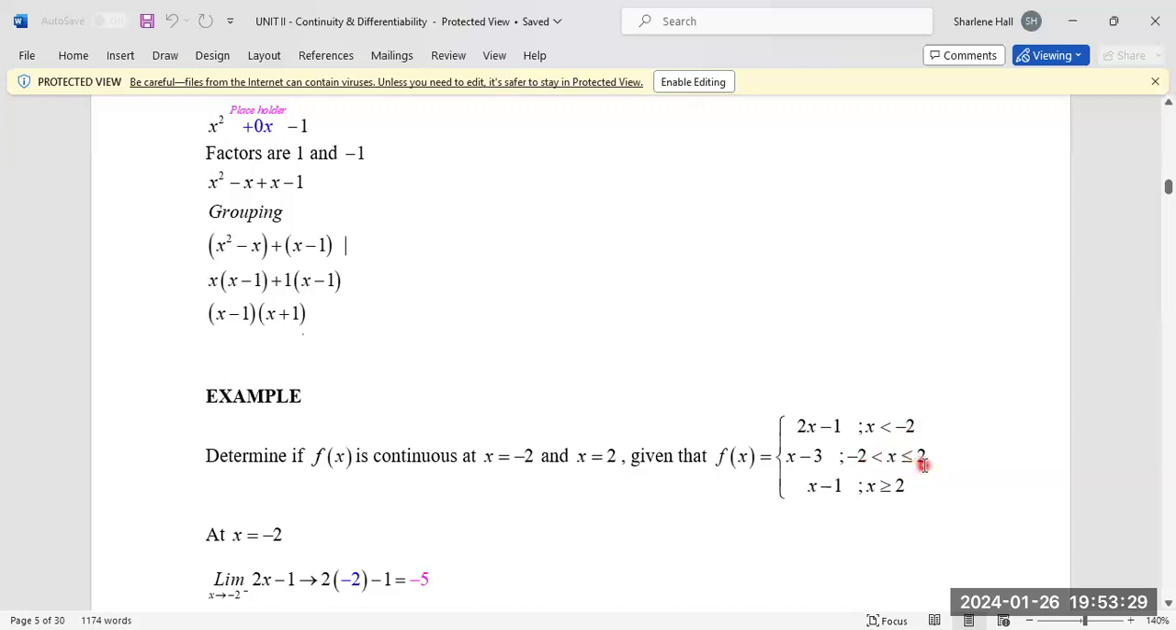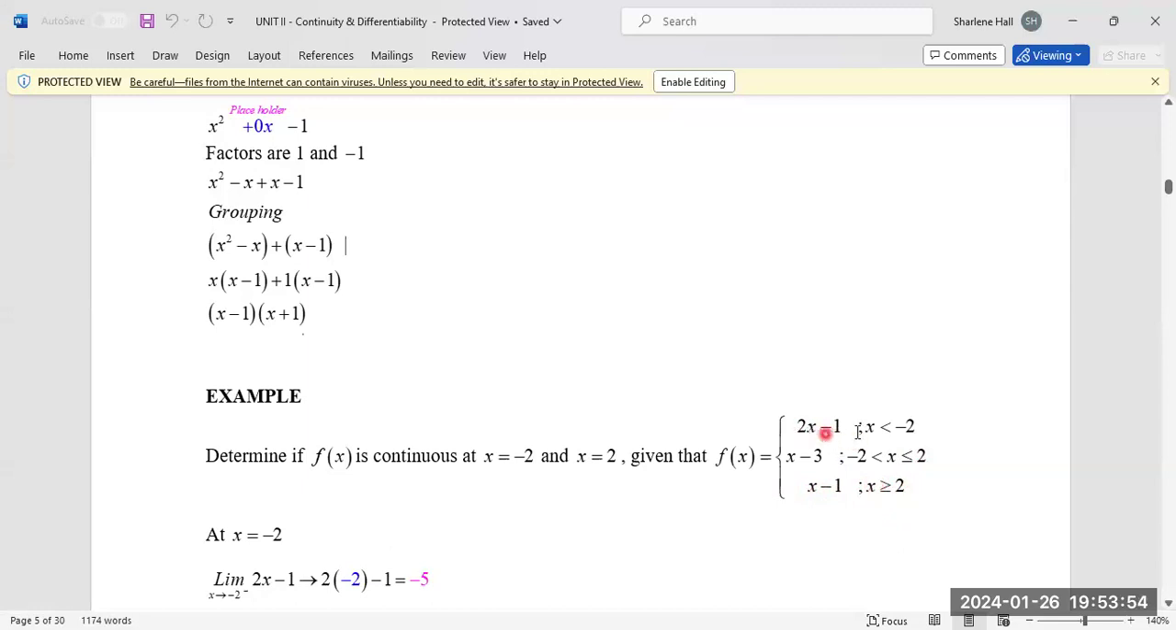But this one says it is less than 2 or it can be equal to 2. So I'm going to say 2. I can't go to 3. Why? Because it says that this one here is less than or equal to 2. But this last one says, hey, x minus 1 is such that x is greater than, or it could also be equal to 2.